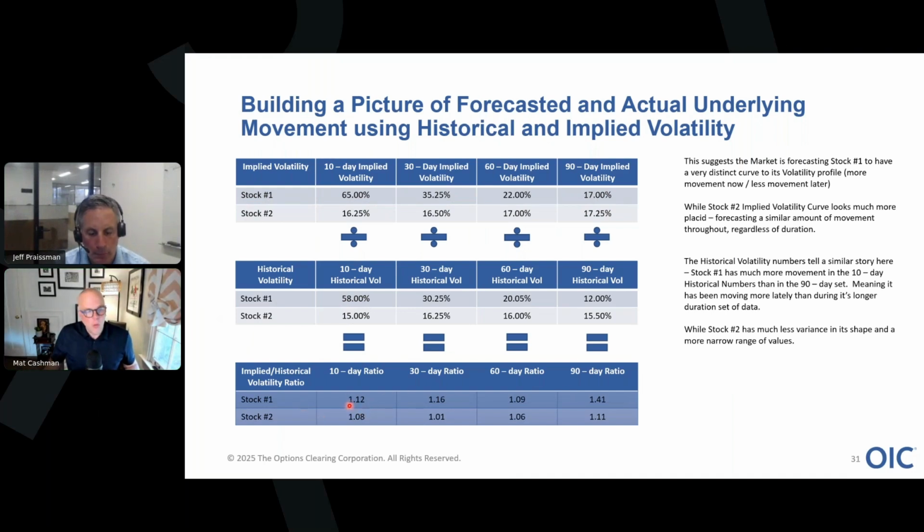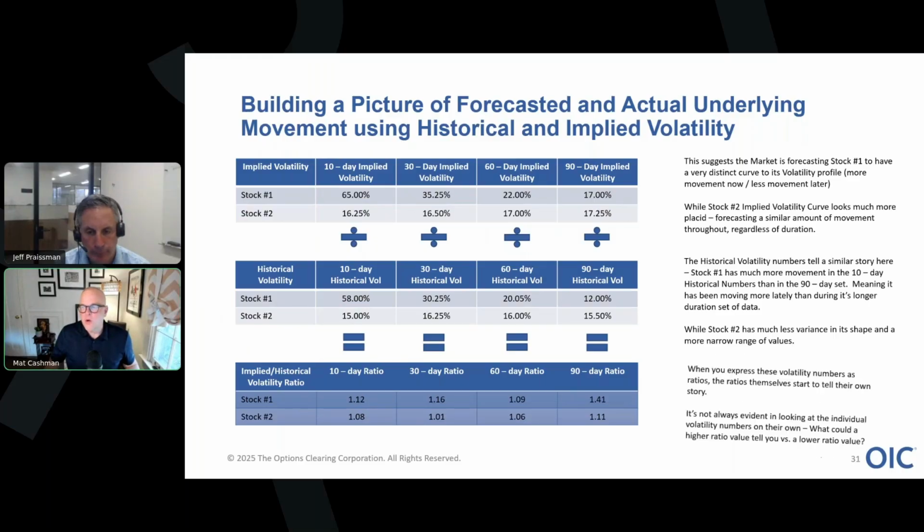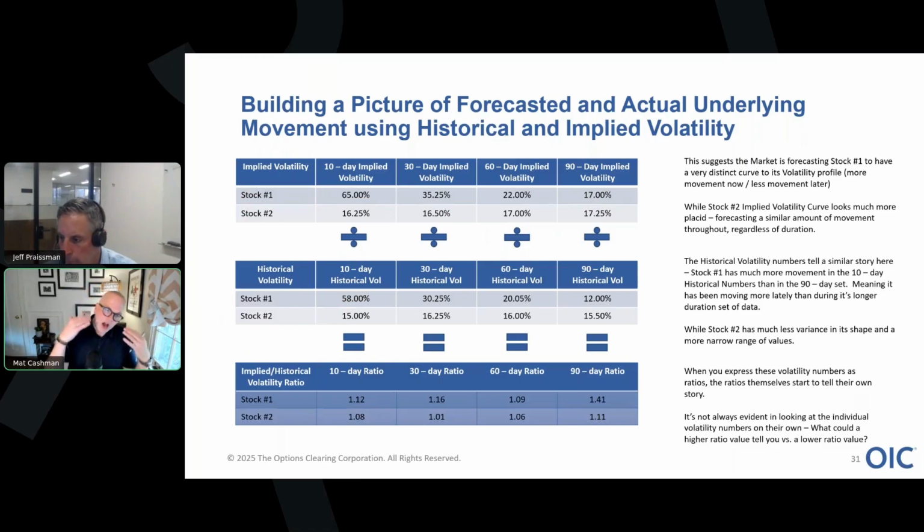Anytime you see this over 1, it's going to imply that the implied volatility is higher than the historical volatility. And anytime you see it under 1, you're going to see it implying that the implied vol is below the historical vol, or below what it's delivering.